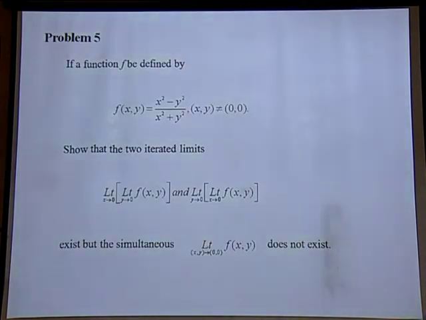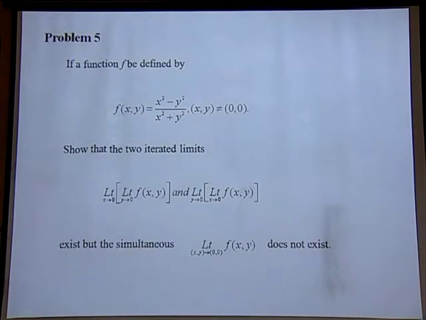Again, taking the fifth problem, if a function f is defined by f of (x, y) is equal to (x squared minus y squared) over (x squared plus y squared) for (x, y) not equal to (0, 0), then show that the two iterated limits, limit of f of (x, y) as y tends to 0 over limit x tends to 0, and limit of f of (x, y) as x tends to 0 over limit y tends to 0, exist, but the simultaneous limit of f of (x, y) when both x and y tend to (0, 0) does not exist.